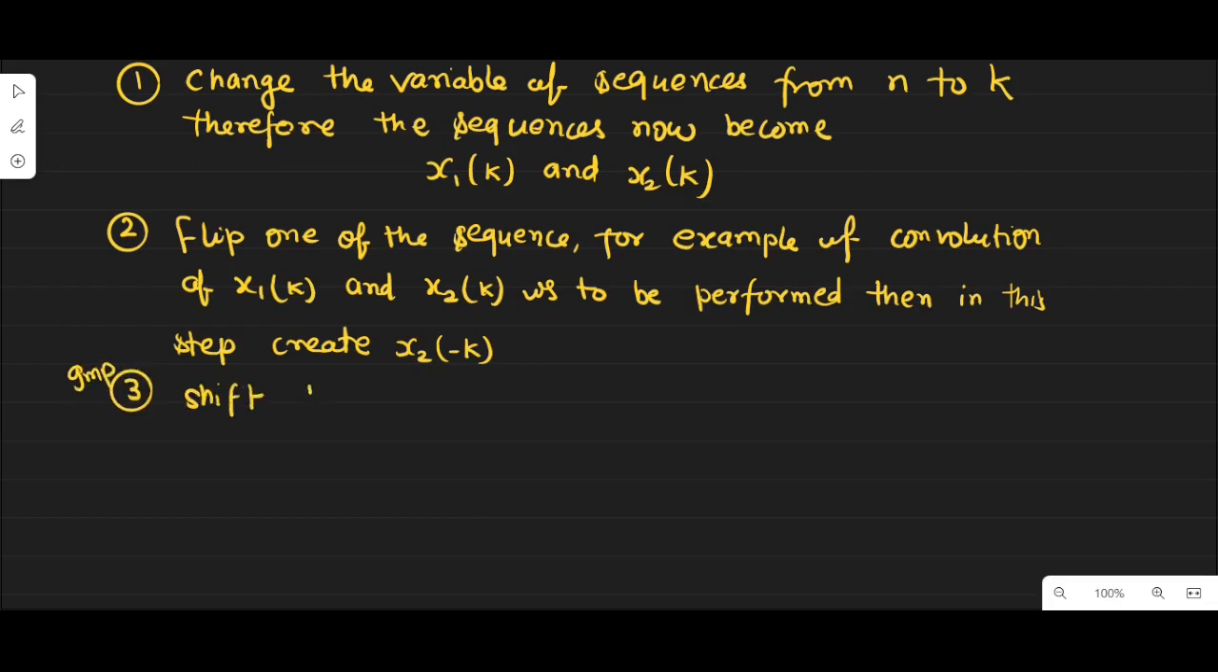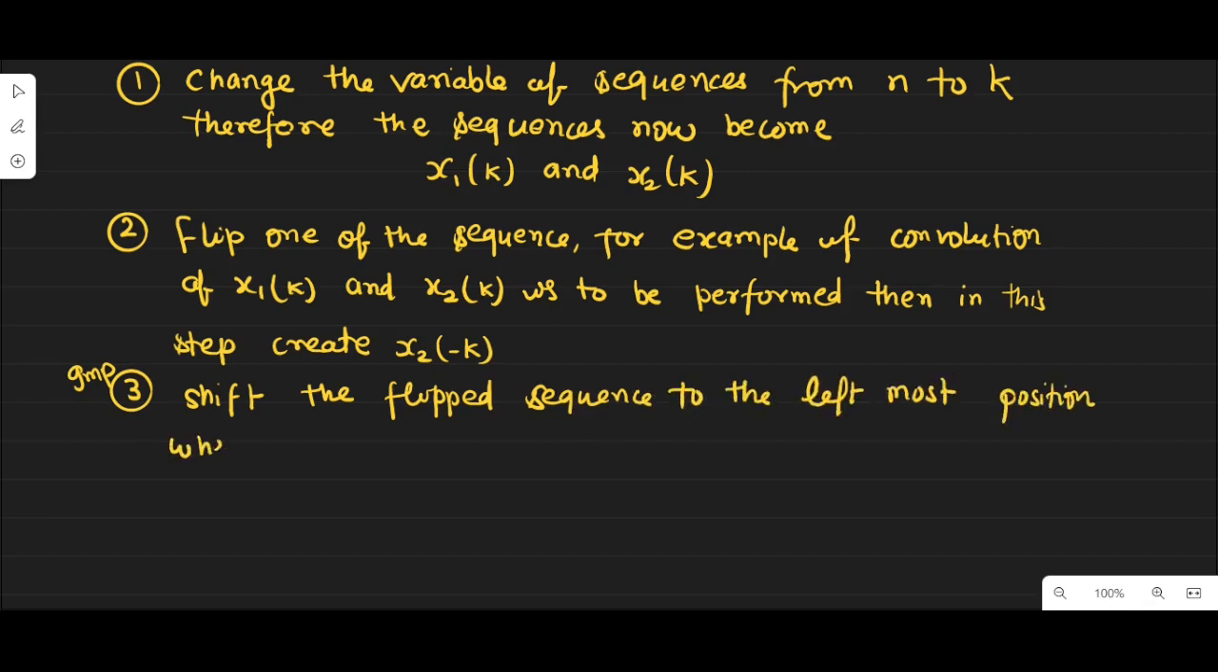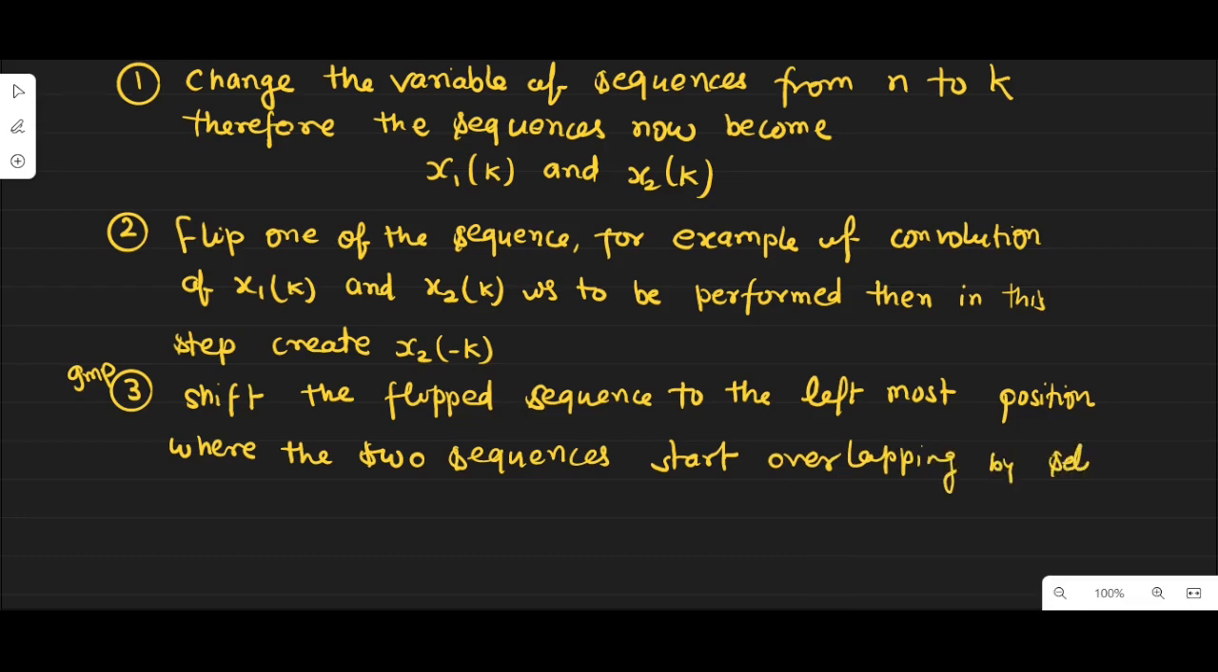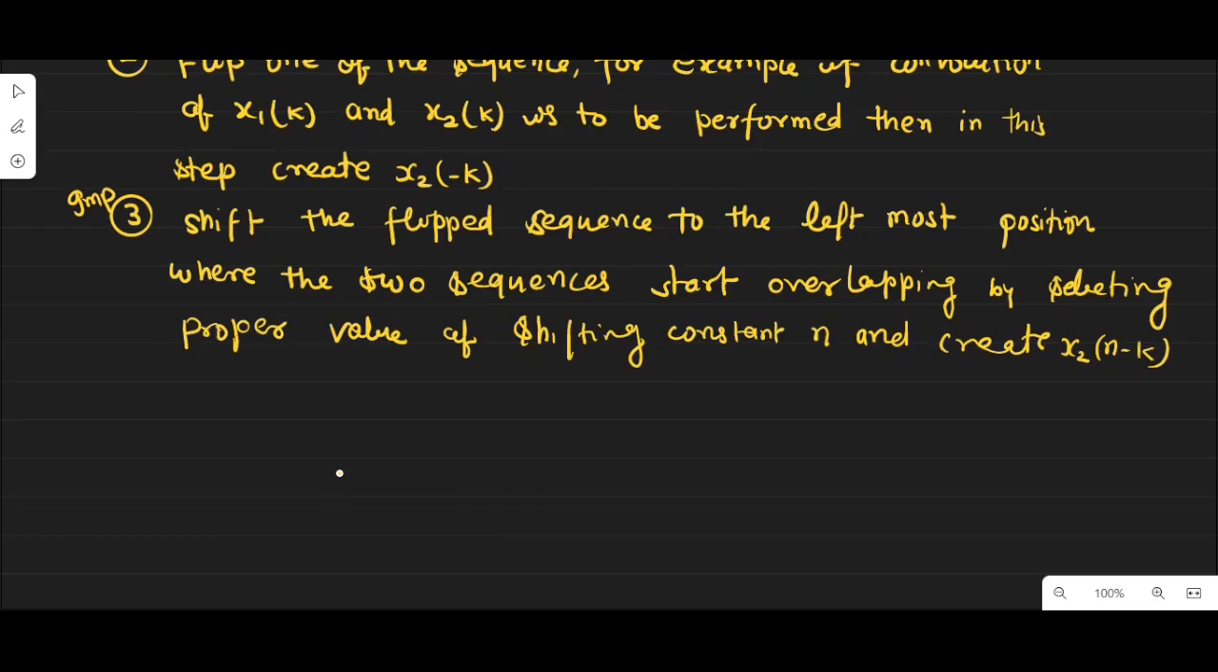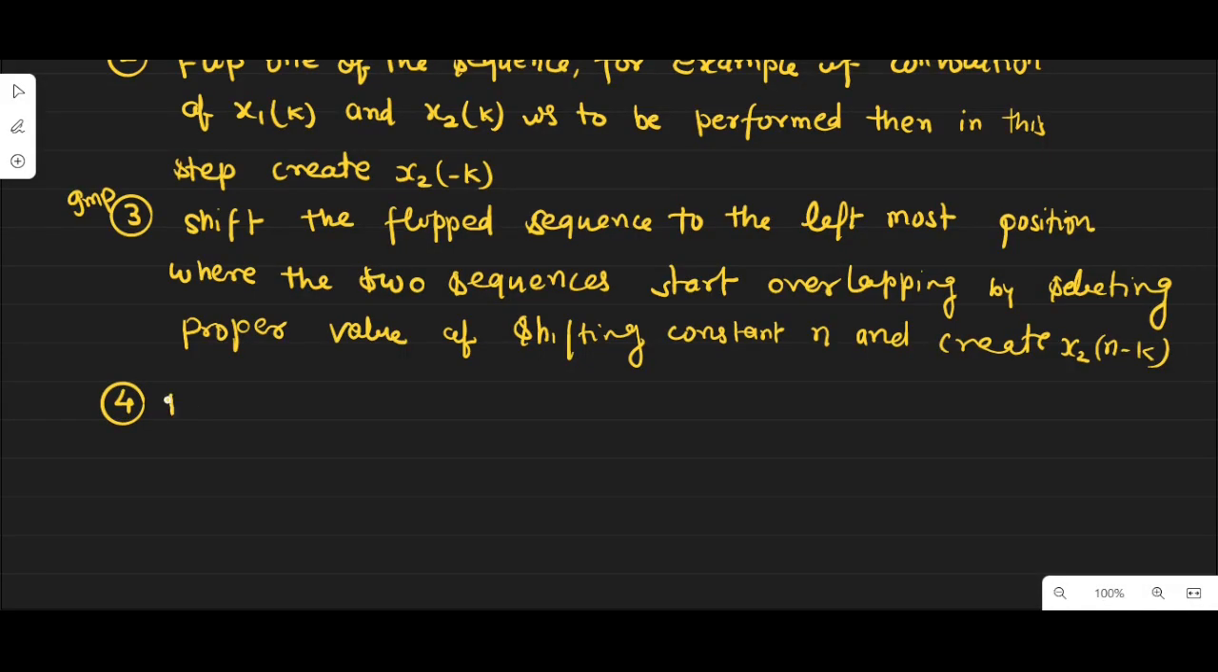Third step, it is a very important step: shift the flipped sequence. Here we had taken x2[k] to x2[minus k] at the leftmost position where the two sequences start overlapping each other. By selecting a proper value of n, meaning by shifting with a proper value, we can start from the leftmost side wherever overlapping starts. For example, if this value is n, then we have x2[n minus k].